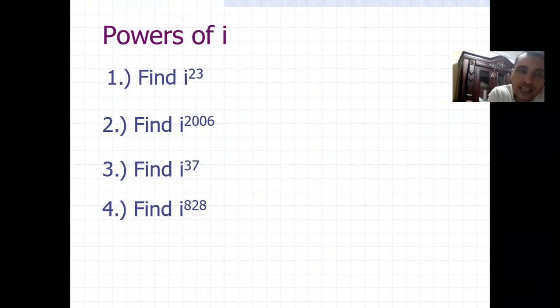Now, let's take the first example. Find i power 23. We're going to divide the exponent by 4. You will see that the remainder is 3. When the remainder is 3, the answer is the third value, which is negative i. What about i power 2006? When you divide 2006 by 4, you will see that you have 2 as remainder. So it will be negative 1.